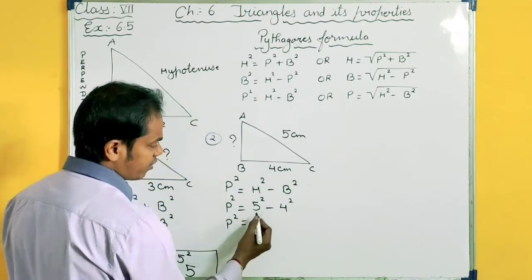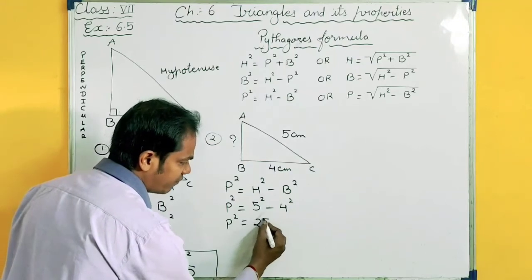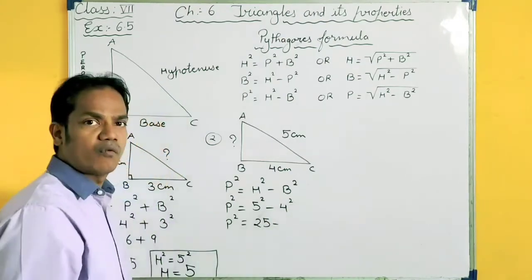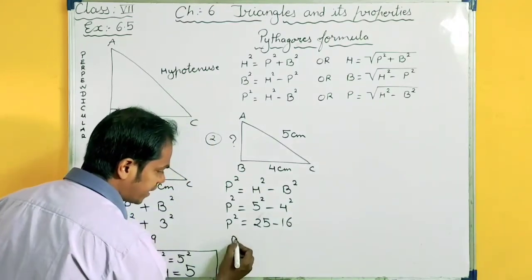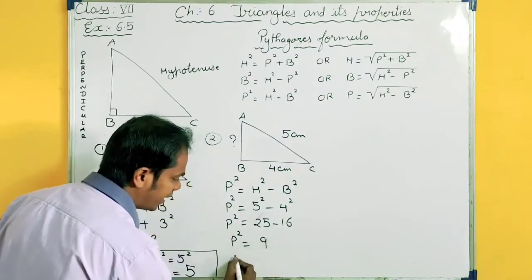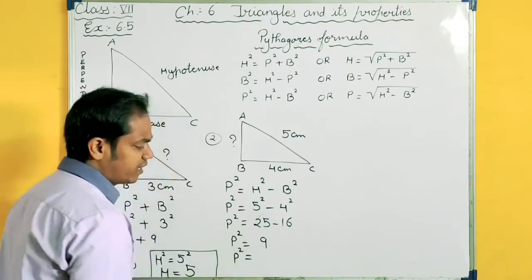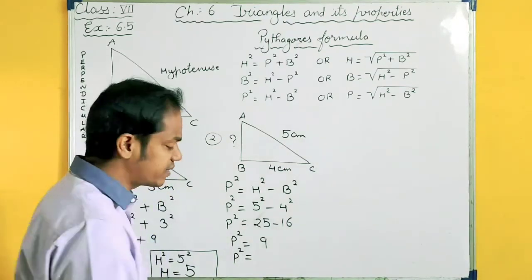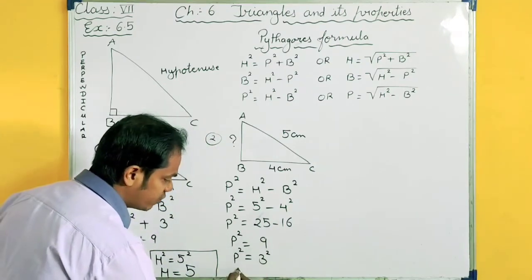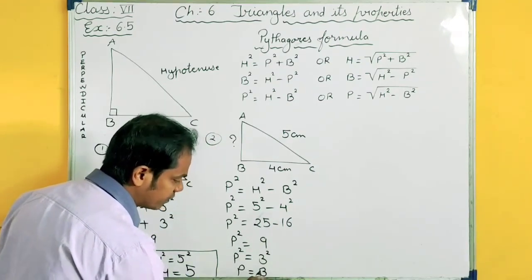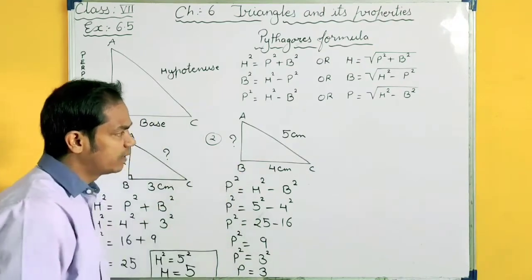So perpendicular square is equal to 5 square, means 25, minus square of 4. 4 fours are 16. So 25 minus 16 is 9. Can you write 9 in square form? Yes, 3 threes are 9. So 3 power 2. Square to square is reduced. Now P is equal to 3. So the perpendicular is 3 centimeter.